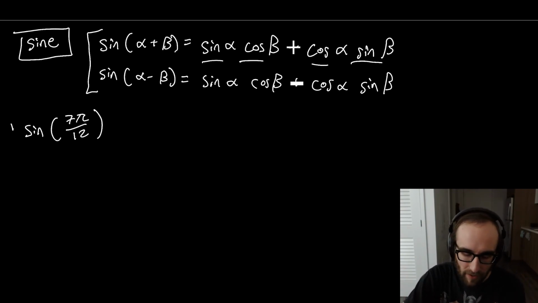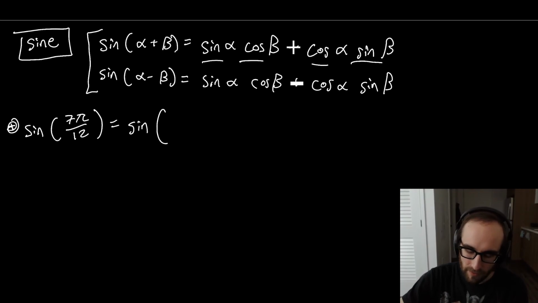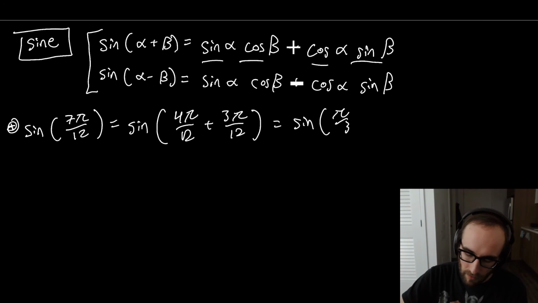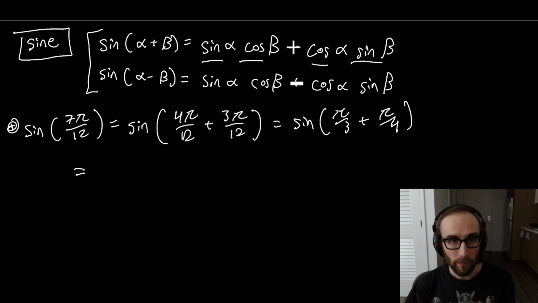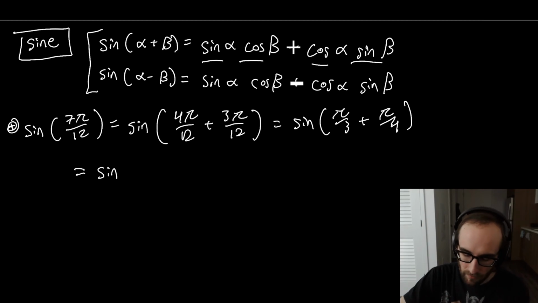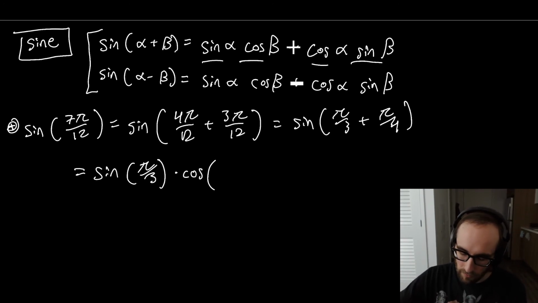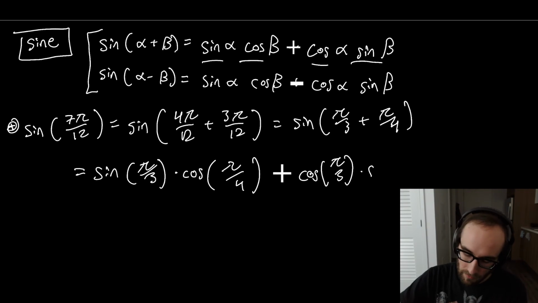So a quick example, if we were asked to find sine of 7 pi over 12, again, we can split this up into two angles that we do know. Sine of 4 pi over 12 plus 3 pi over 12, which again is just sine of pi over 3 plus pi over 4. And then we can use, in this case, our sum formula to simplify. Let's see, sine of pi over 3 times cosine of pi over 4 plus cosine of pi over 3 times sine of pi over 4.